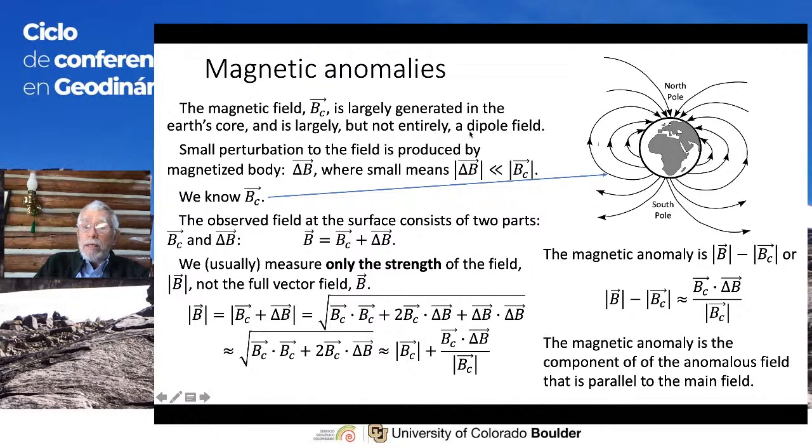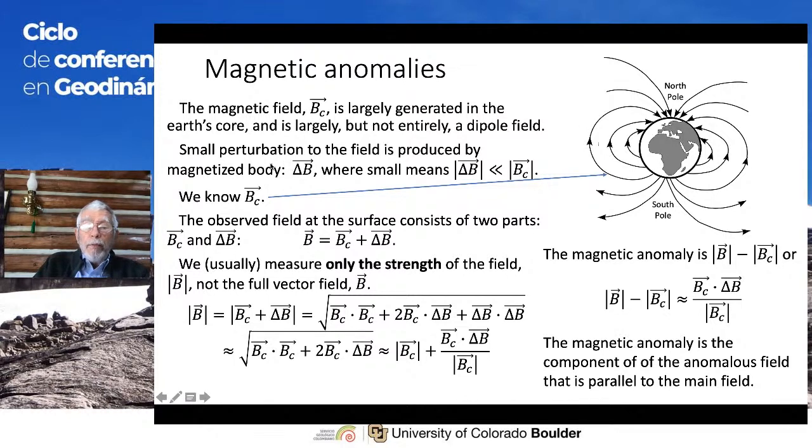It's largely, but not entirely, a dipole field. And I should say, when the field reverses, the Earth doesn't flip. This dipole field collapses, becomes very small, and then rebuilds in the opposite direction. So there's always a field. When the dipole field vanishes, there's the non-dipole field, which is weak, but there is still a field.